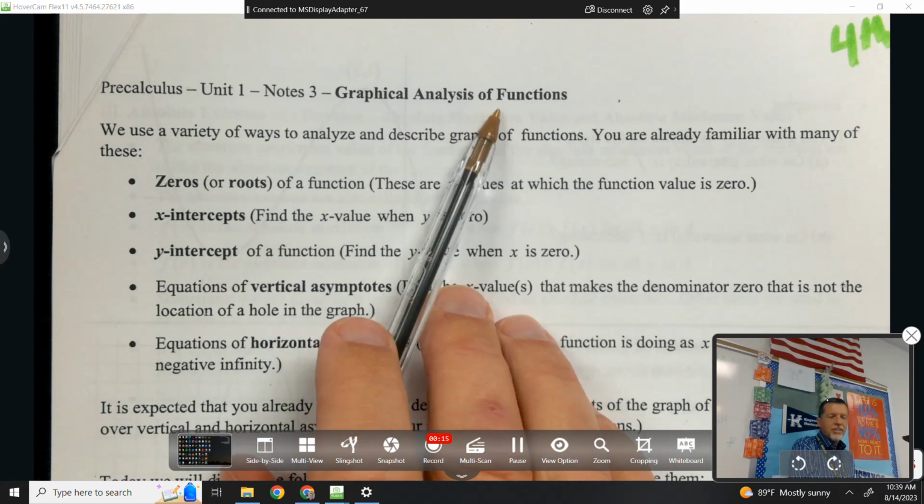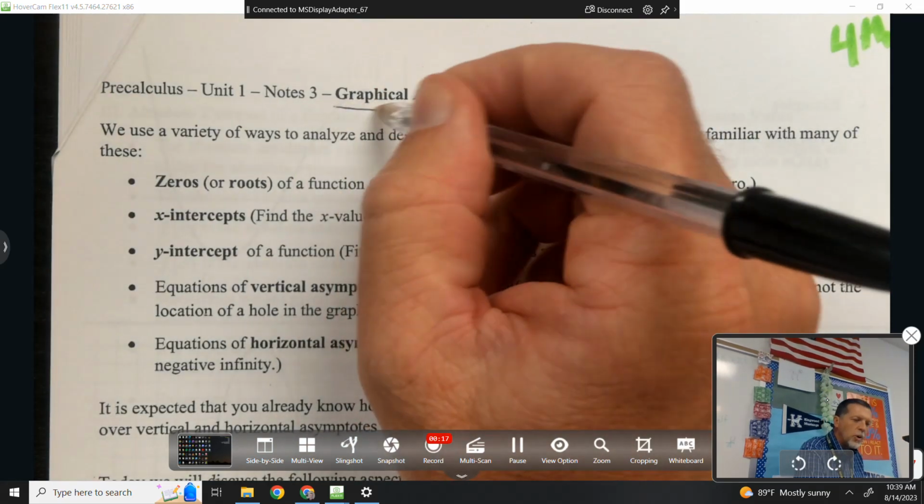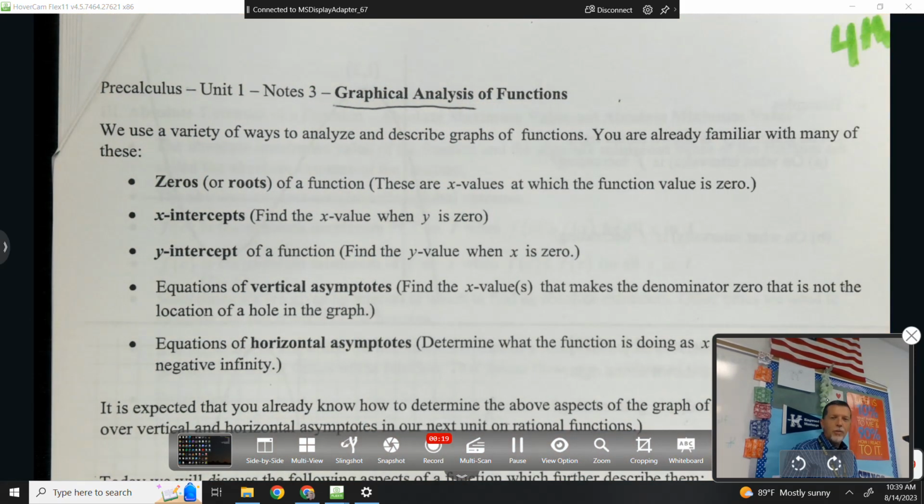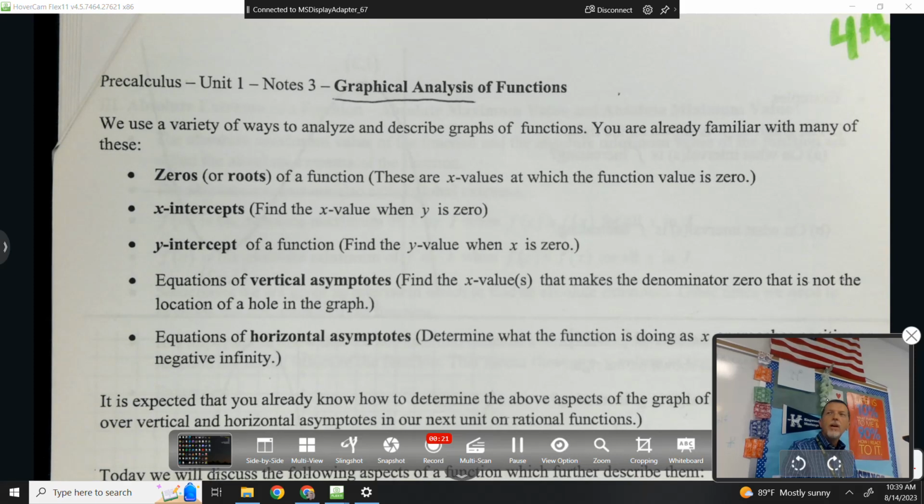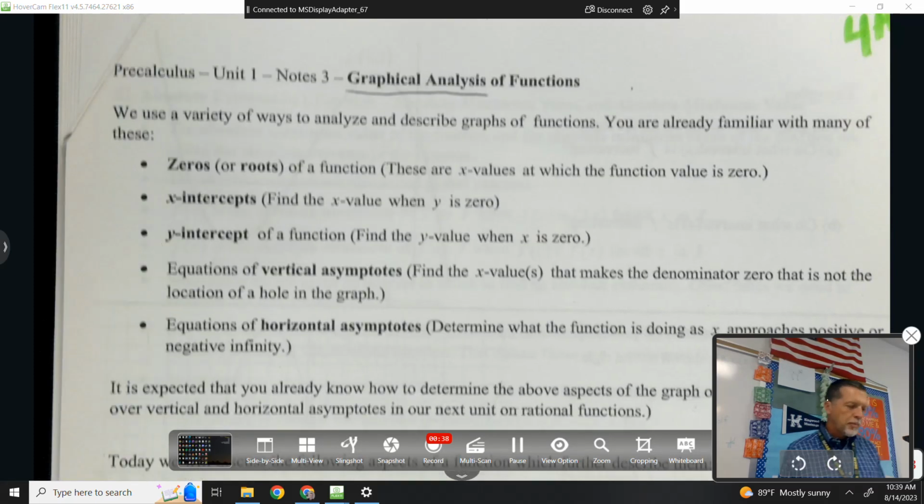Graphical analysis of function. So a whole lot of words today as you look through. You're like, wow, that's a lot of stuff going on. Most of it you either already know or it's really easy to figure out. So it's very important, but it's also very intuitive. There's some technical stuff in there, but once you understand what's going on, you're not really going to have to worry about the technical stuff. We'll worry about it when we get there.